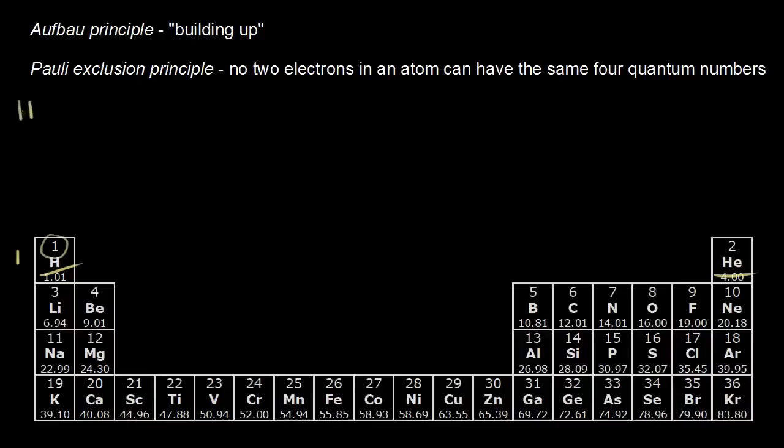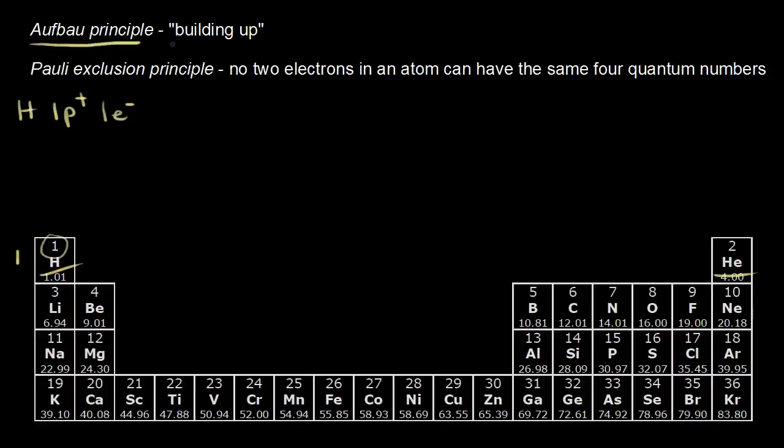If there's an atomic number of 1, that means there's 1 proton for hydrogen. In a neutral atom, the number of protons is equal to the number of electrons. So if there's 1 proton, there must be 1 electron. So our goal is to write an electron configuration for that 1 electron of hydrogen. And we're going to use the Aufbau principle.